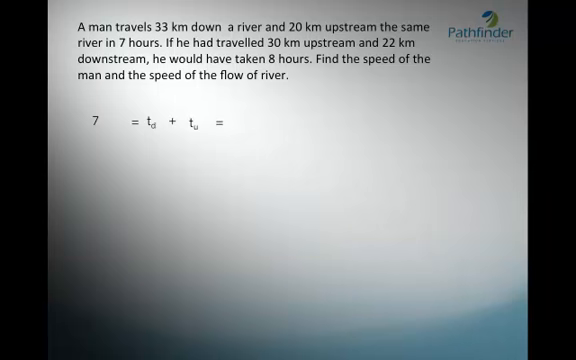We replace time traveled in the downstream direction by the appropriate distance and speed. So time downstream is 33 kilometers, which is the downstream distance in the first case, divided by x plus y, which is the downstream speed, plus the time upstream can be represented as 20 upon x minus y, where 20 is the upstream distance and x minus y is the upstream speed. This is represented as equation 1.